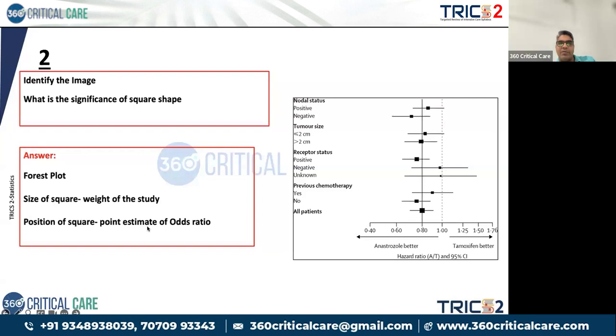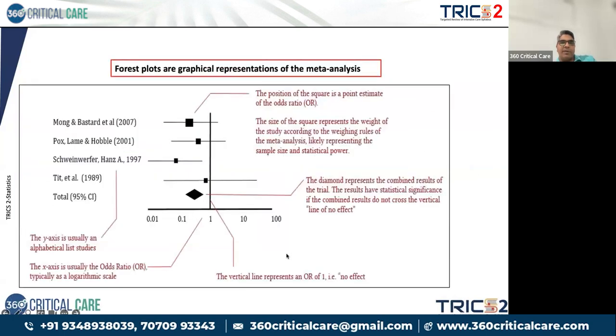The position of the square is the point estimate of the odds ratio, so whether it is favoring the control or whether it is favoring the test. That's where the position of the square will be. A little bit more detail about it. So this is again a similar forest plot.